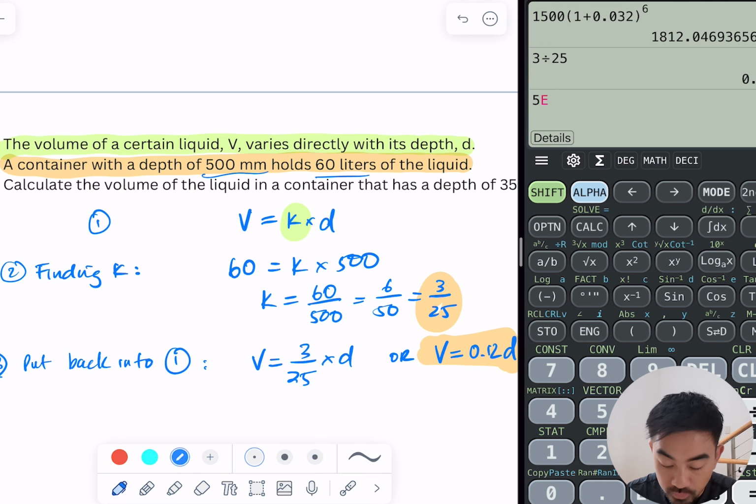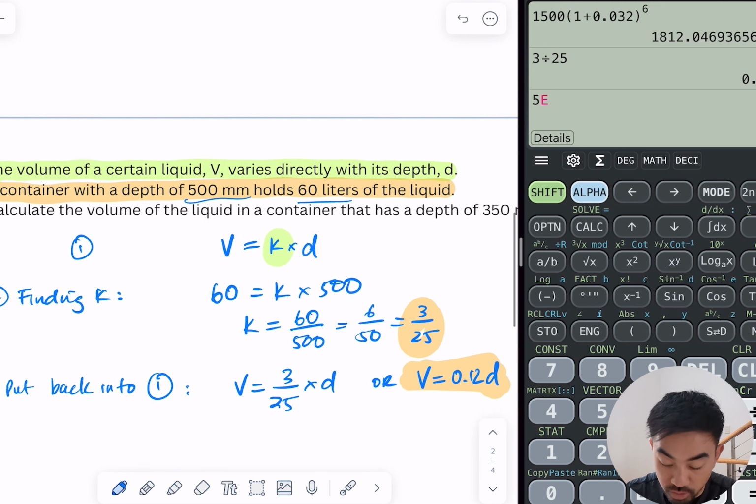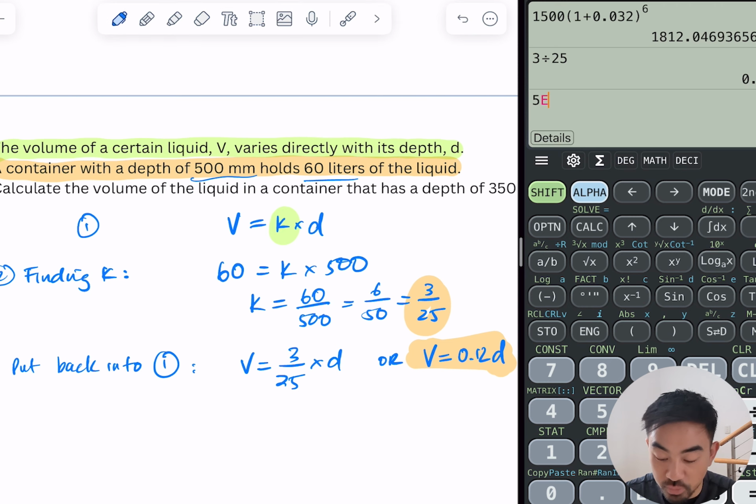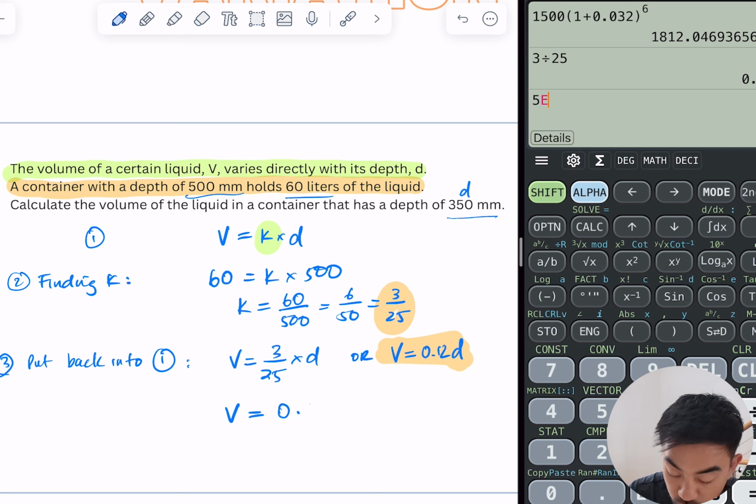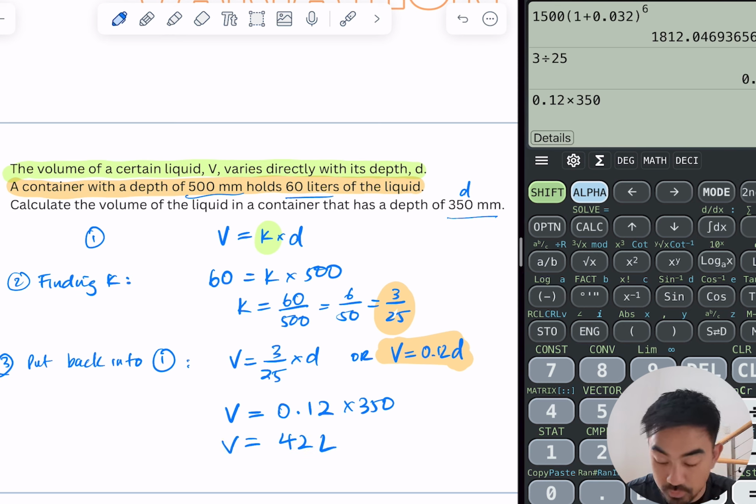Calculate the volume of a liquid in a container that has a depth of 350 millimeters. So that depth is D, so all we need to do is substitute D for 350, so 0.12 times 350. So it's going to have a volume of 42 liters. And that's it. So the process is almost always the same. You find the equation, find the K, put it back in, answer the questions.